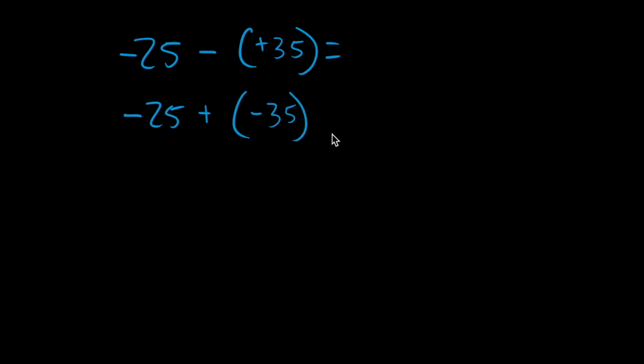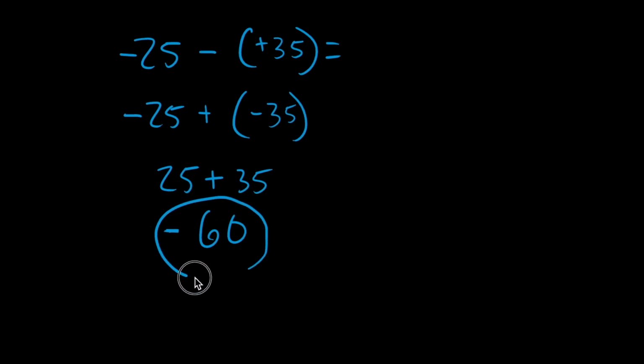So we need to use the rule of sign for adding same signs. So we have negative 25 plus negative 35. And the rule states that if you're adding two numbers with the same sign, you add them both and keep the same sign. So 25 plus 35 gives you 60, and then we keep the same sign. So the answer is negative 60. And there you go.